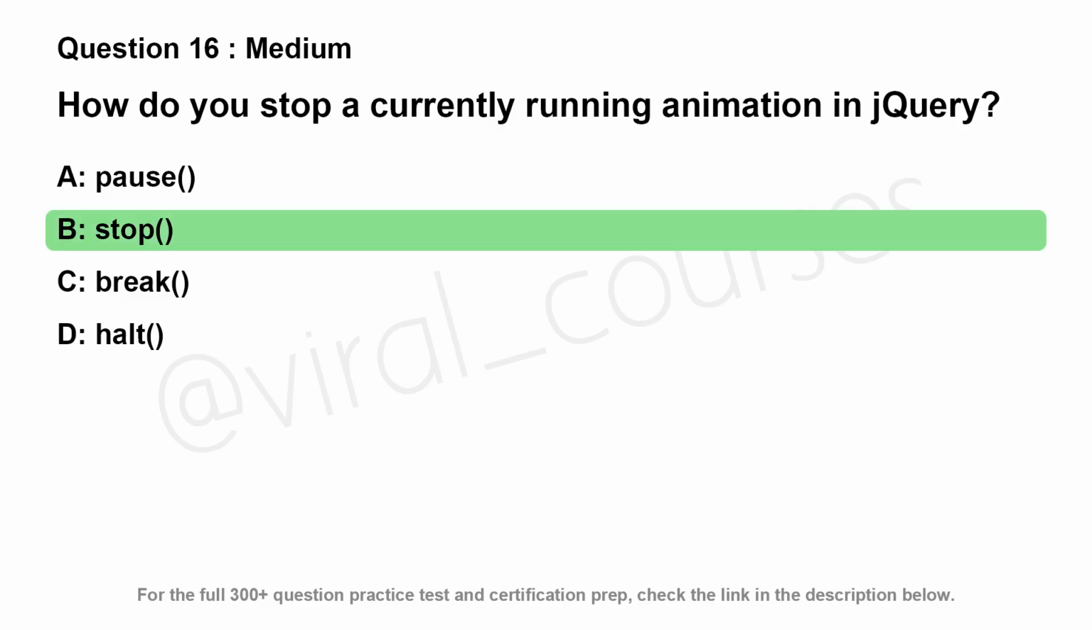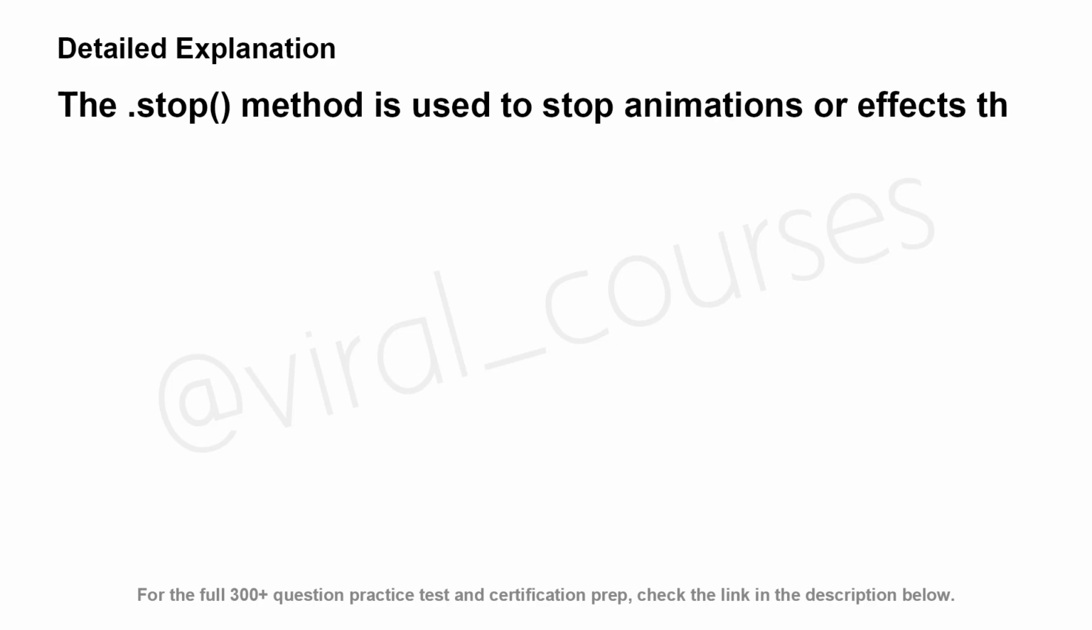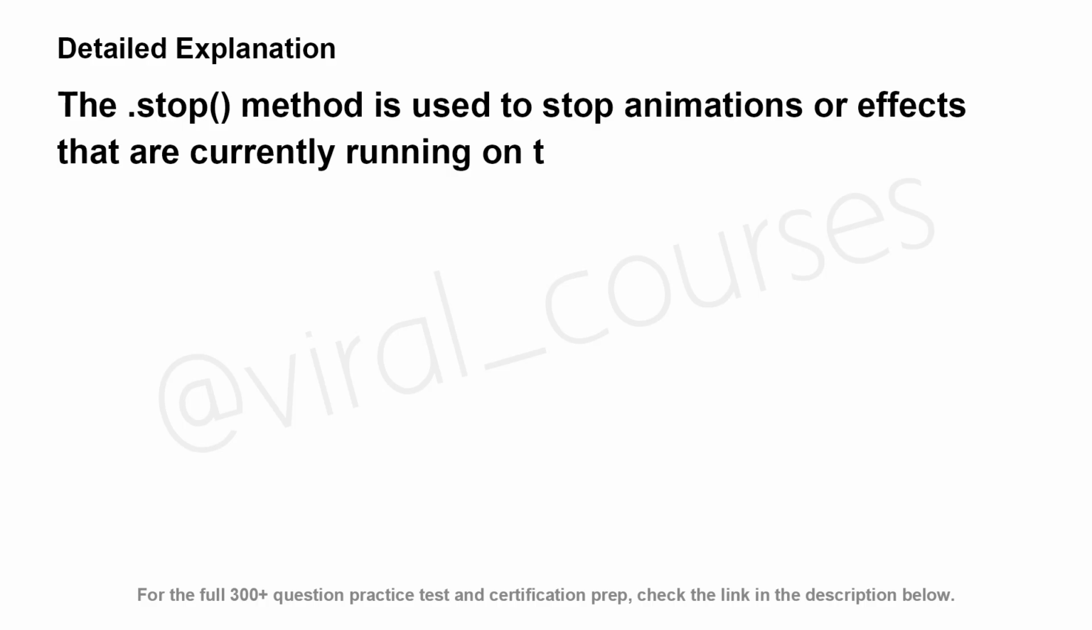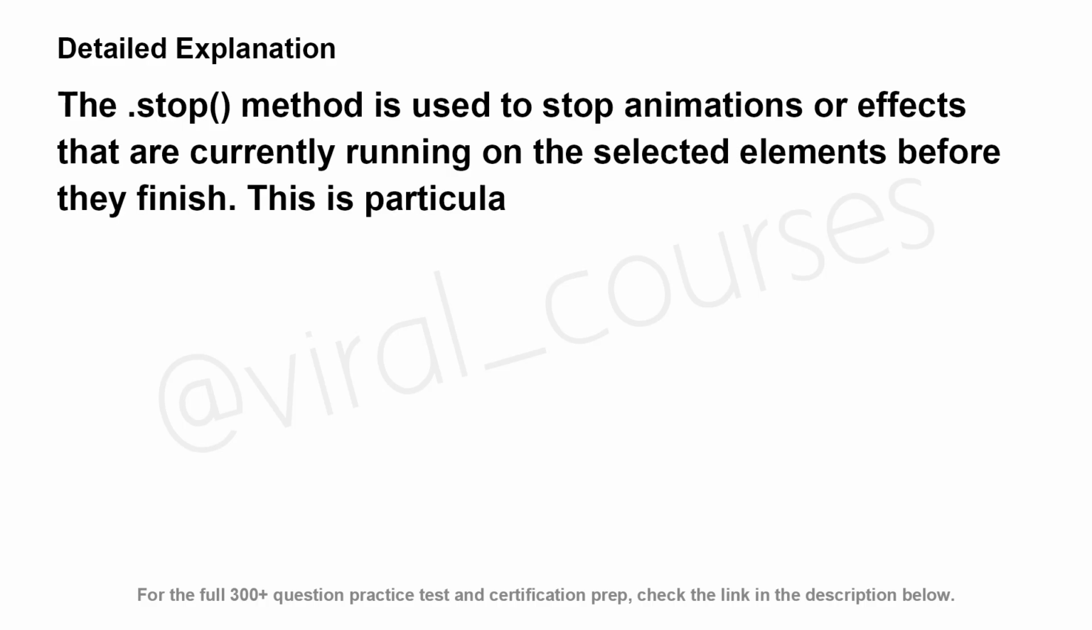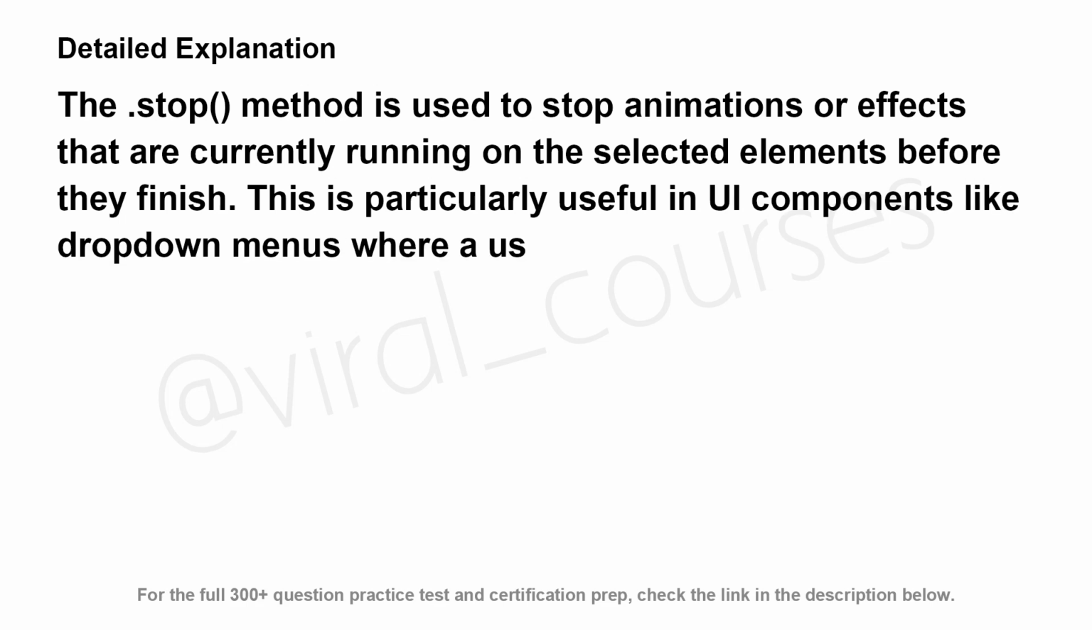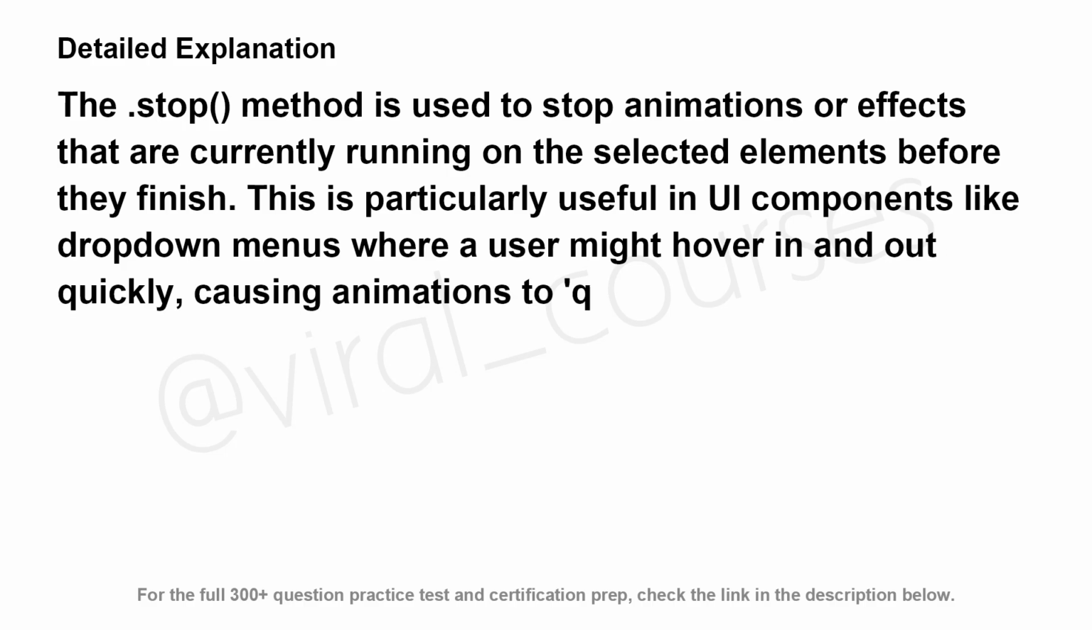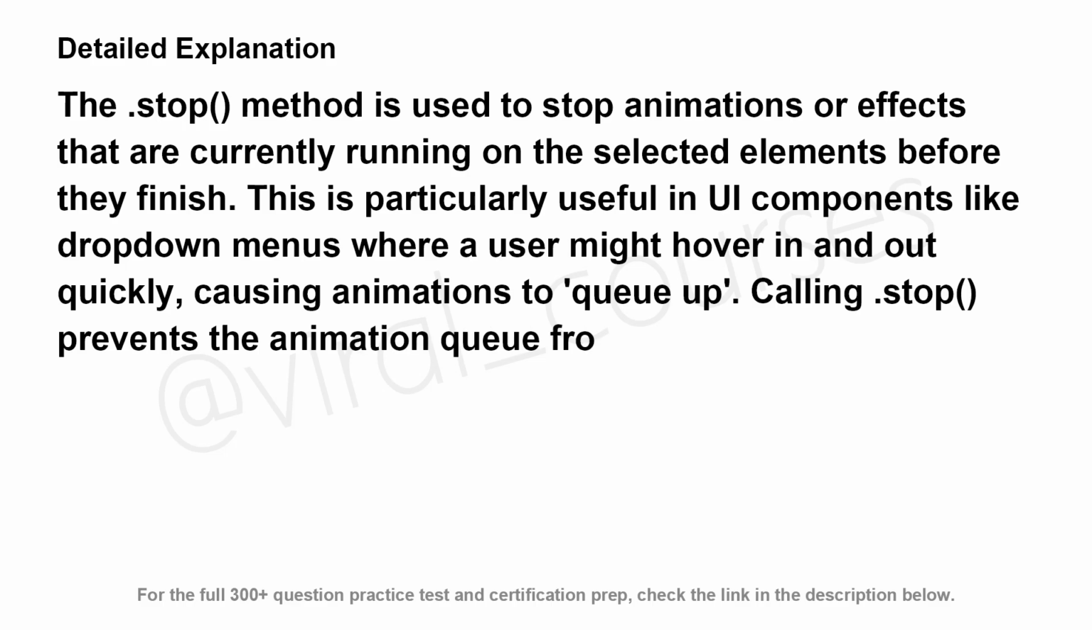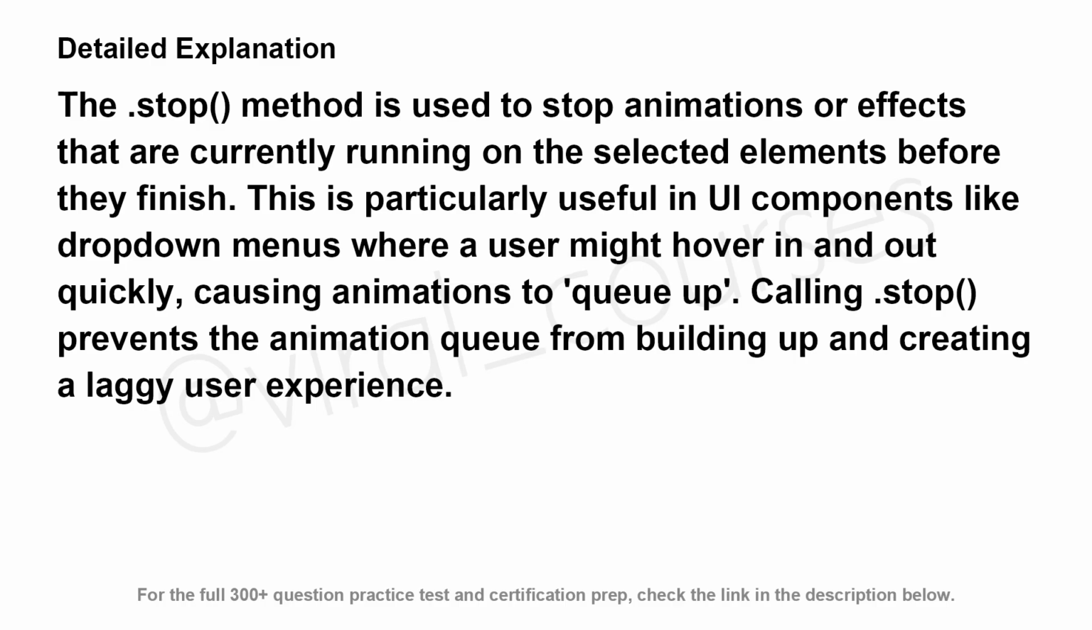The correct answer is B. The stop method is used to stop animations or effects that are currently running on the selected elements before they finish. This is particularly useful in UI components like drop-down menus where a user might hover in and out quickly, causing animations to queue up. Calling stop prevents the animation queue from building up and creating a laggy user experience.